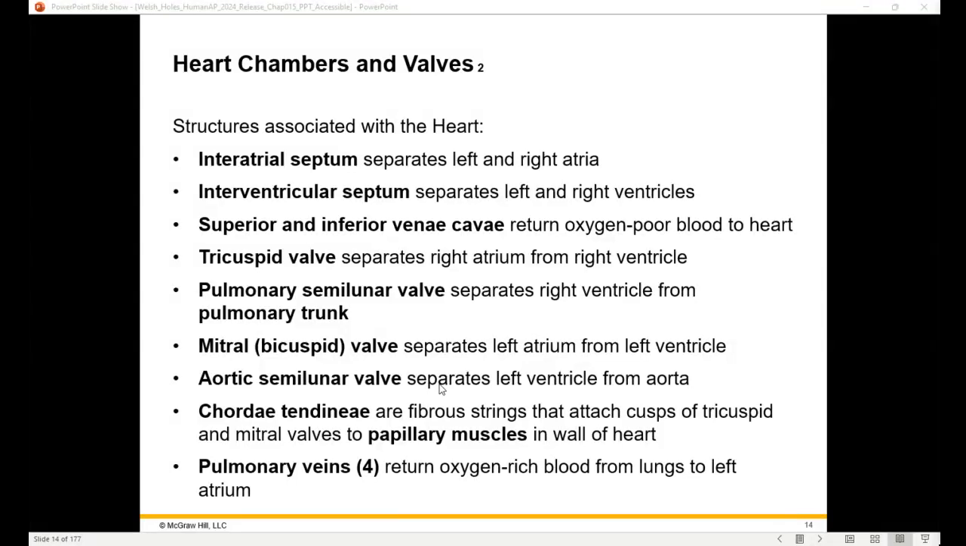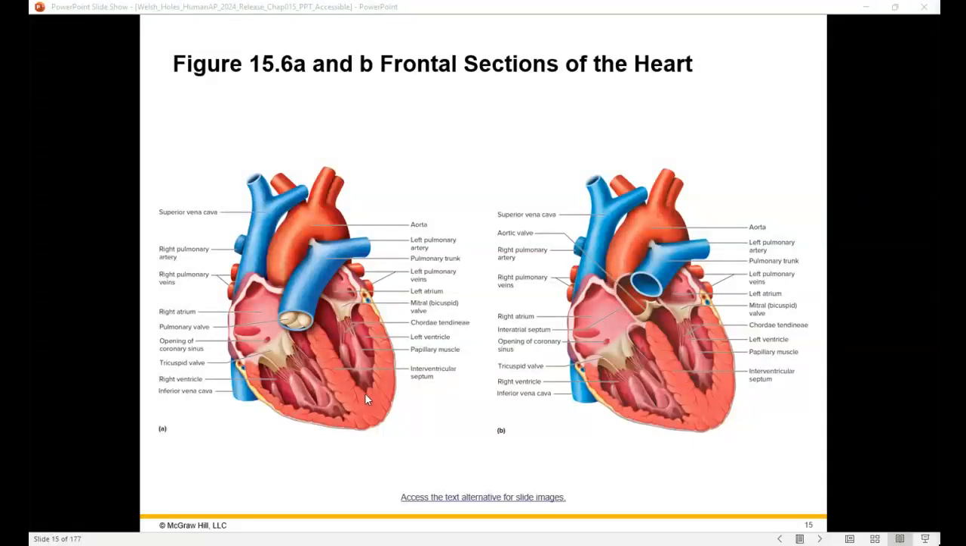semilunar valve that separates the left ventricle from the aorta, the chordae tendineae, which are fiber strings that attach the cusps of the tricuspid and mitral valves to the papillary muscles in the wall of the heart, and then the pulmonary veins, of which there are 4, that return oxygen-rich blood from the lungs to the left atrium.